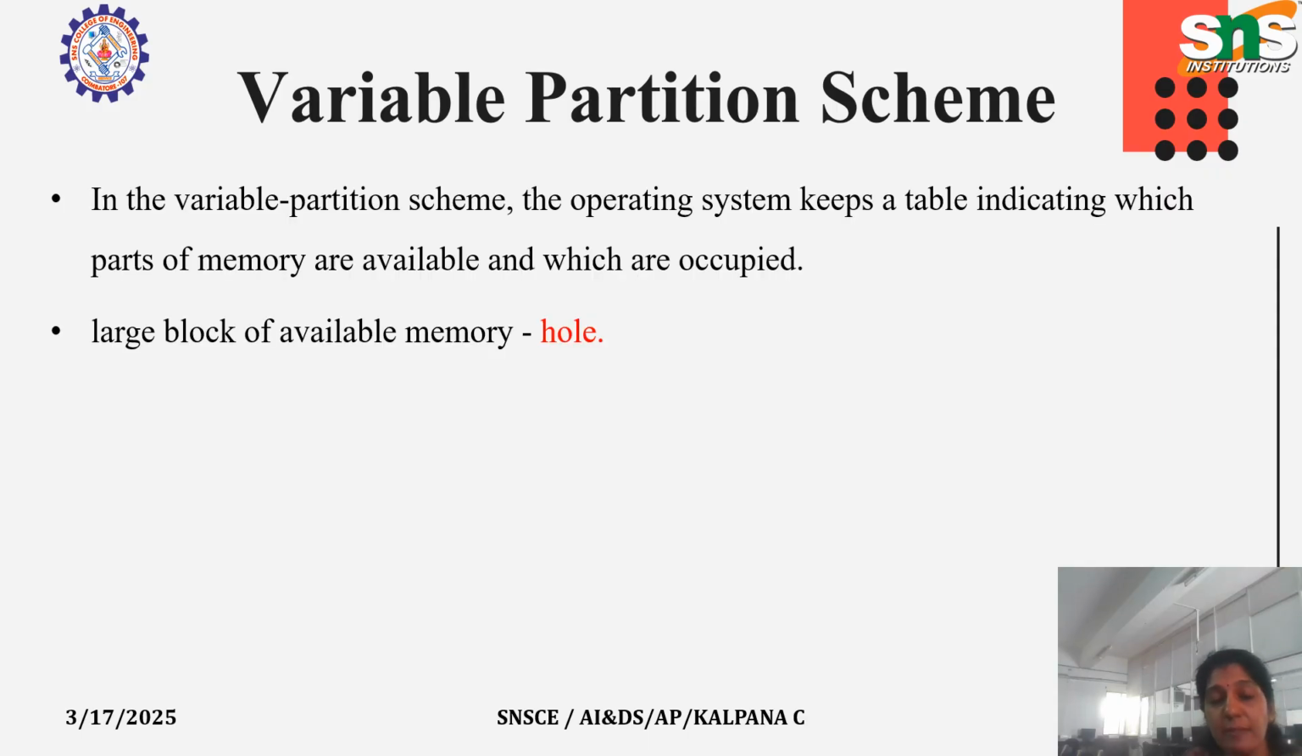Usually we'll be allocating continuously. For example, after P1, P2 completes its task and leaves the memory. We are just releasing the memory of P2. A hole will be created. By hole, I mean a large block of memory is available. That we call a hole. So a hole will be created.